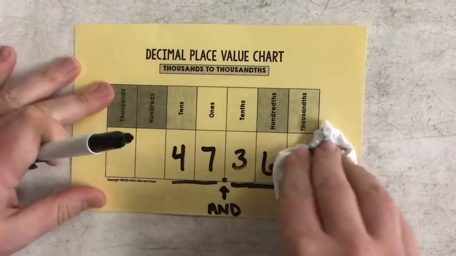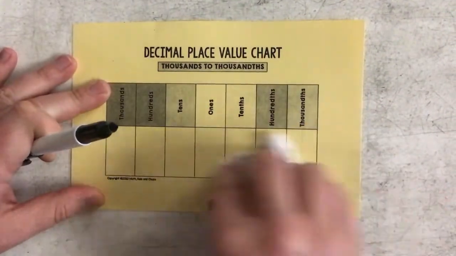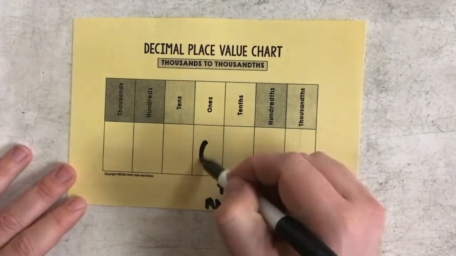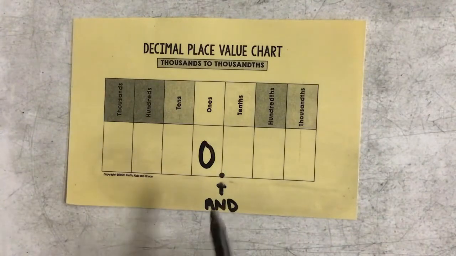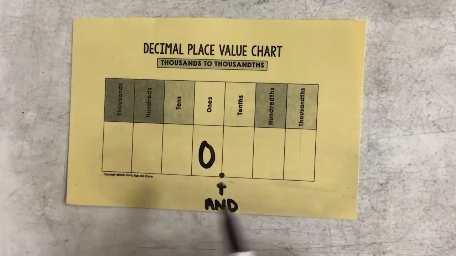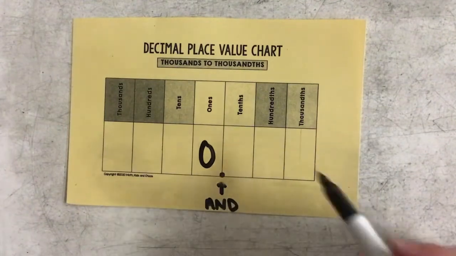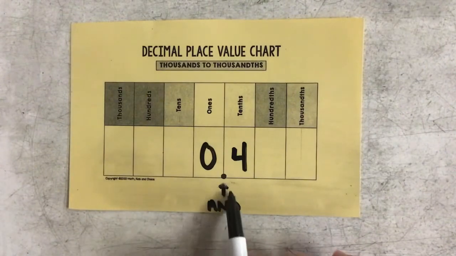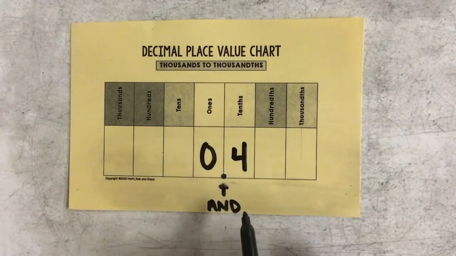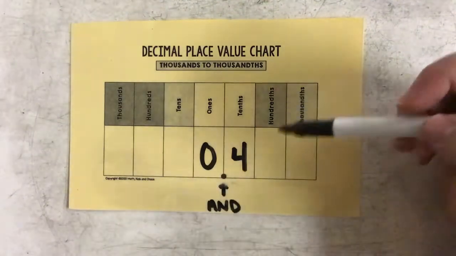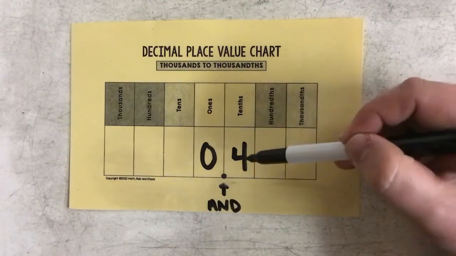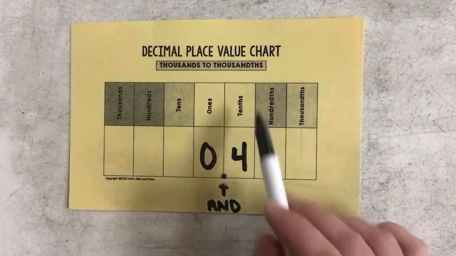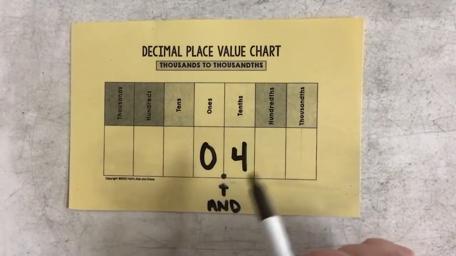Well, sometimes you won't have a whole number to read. Many times you might have a 0 in the ones place, and that simply tells me that I don't have any whole numbers. I'm just dealing with a decimal. So for instance, a number like this wouldn't be read with a 0 or an "and" at all. This number would just be read as the place that comes after the decimal. So I wouldn't say 0 and 4 tenths. I would just read this as 4 tenths.